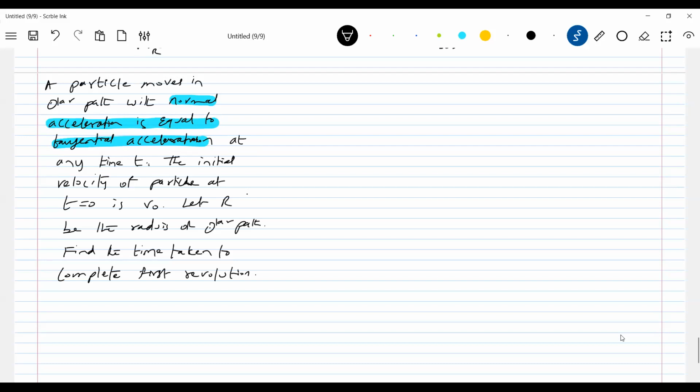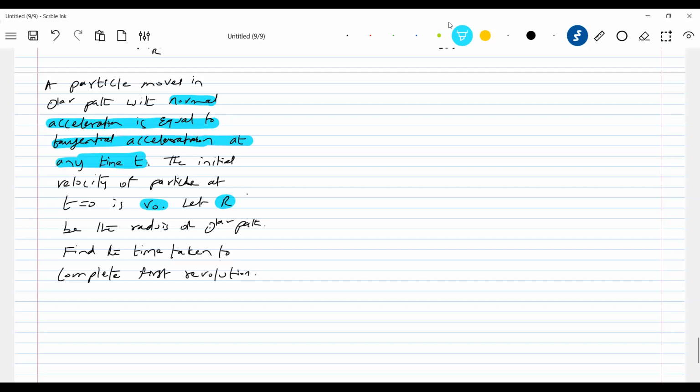Okay, no. So what is the initial velocity of the particle? It is v naught. It is given for us. Look at the data given for us: normal acceleration equal to tangential acceleration at any time t. So there's the data. Then initial velocity at t equals 0 is v naught and r is the radius.